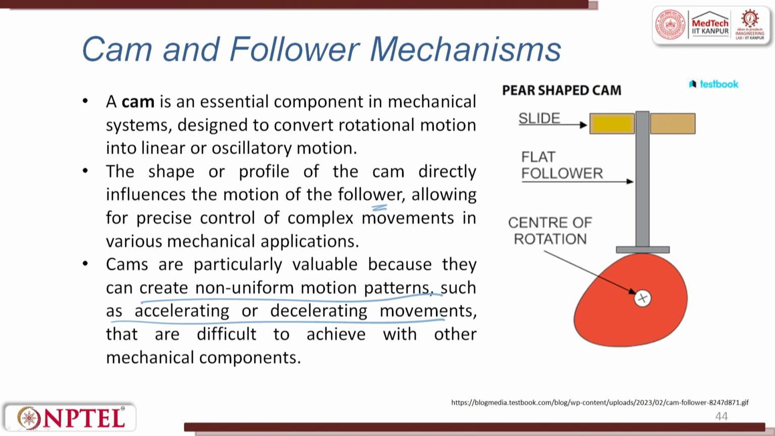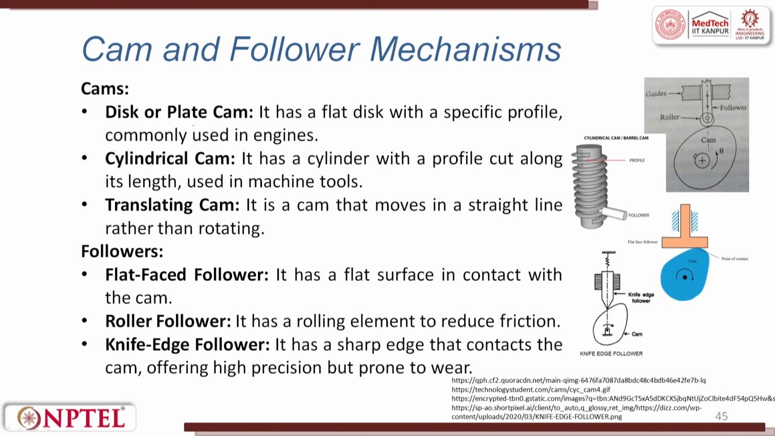This is exhaustively used in automobiles. Disc or plate cam is a flat disc with a specific profile commonly used in engines. Cylindrical cams have a cylinder where the profile cuts along the length, used in machine tools. Translating cam is a cam that moves in a straight line rather than rotating. So, these are all the different types of cam. You can have a disc type, cylinder type, translation type.